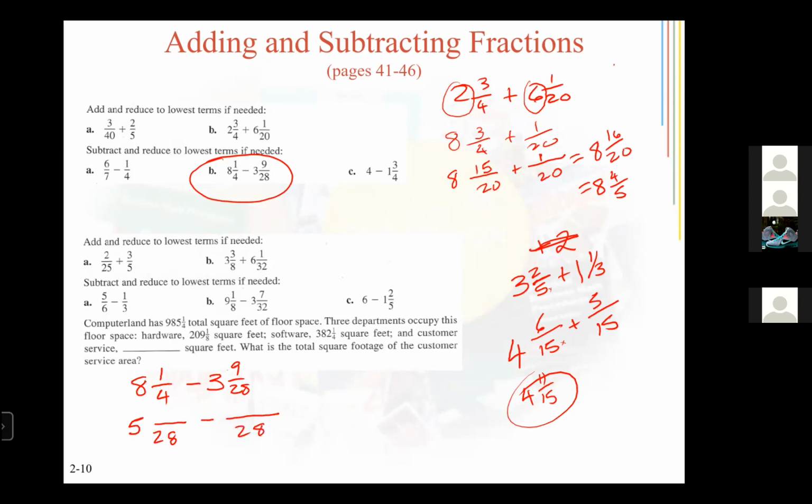So we need to change the numerator from 1/4 to something over 28. 7 over 28. Okay, because 4 into 28 is 7. 7 ones are 7. And the 9 over 28, we don't have to change because it was already out of 28. So where do we go from here?